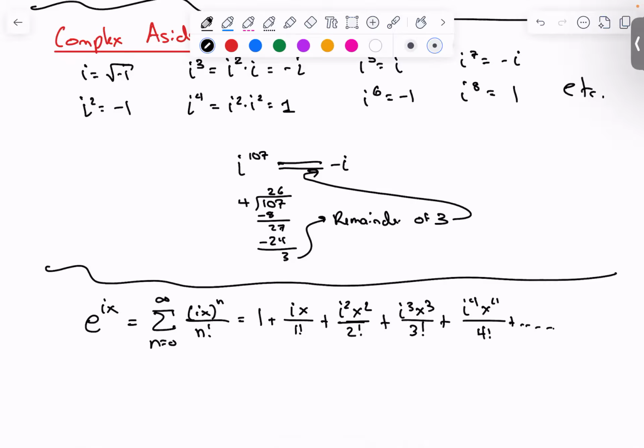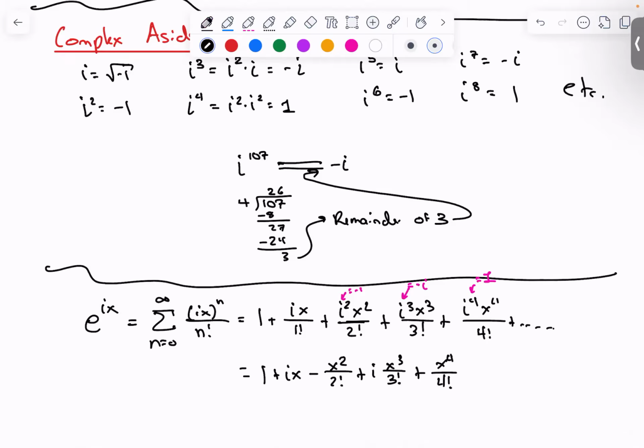All cool with that so far? Hope this is interesting to you. This is really, really fascinating to me. So we know that i squared is equal to -1. i cubed is equal to -i, and i to the fourth is just equal to 1, right? So what this equals is 1 plus ix minus x squared over 2 factorial minus i x cubed over 3 factorial plus x to the fourth over 4 factorial.